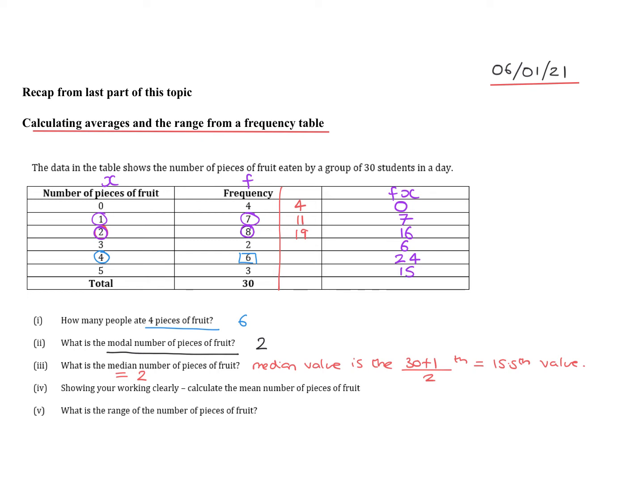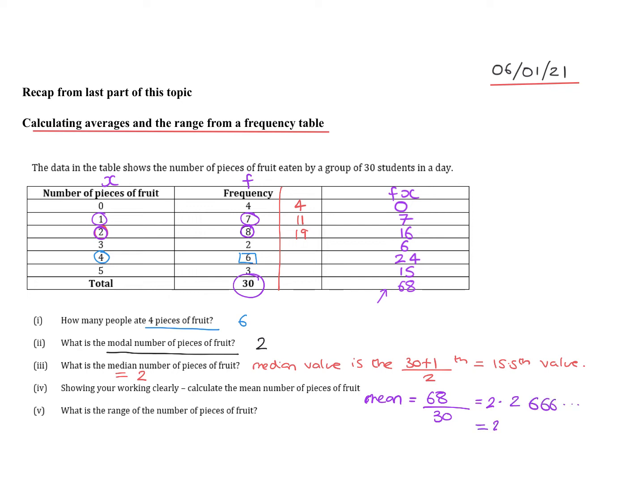And then we need to find the total of the fx column, which gives us the total number of pieces of fruit consumed in the day. So this total comes to 68. And then the mean is equal to the total number of pieces of fruit, 68, divided by the total frequency of 30, because what we're doing is we're working out the average number of pieces of fruit eaten per person. So we want to do the total number of pieces of fruit, 68, divided by the total number of people, which is 30. So that's 2.26 recurring.